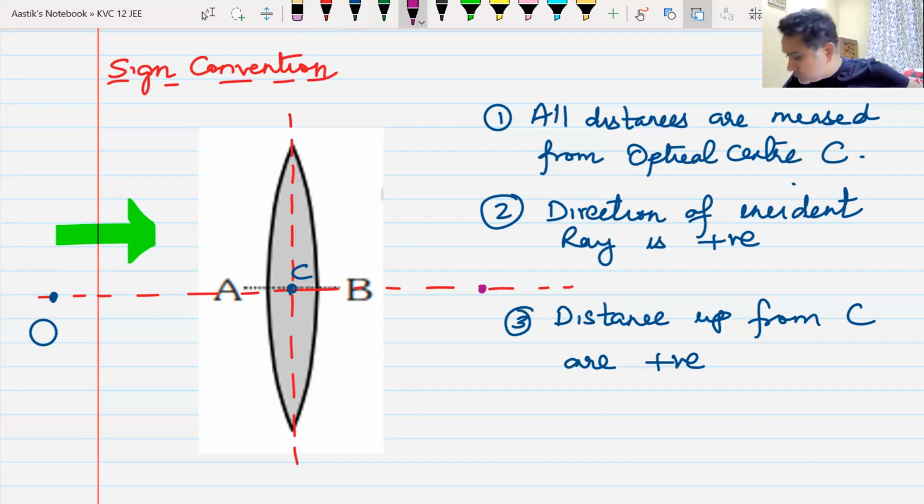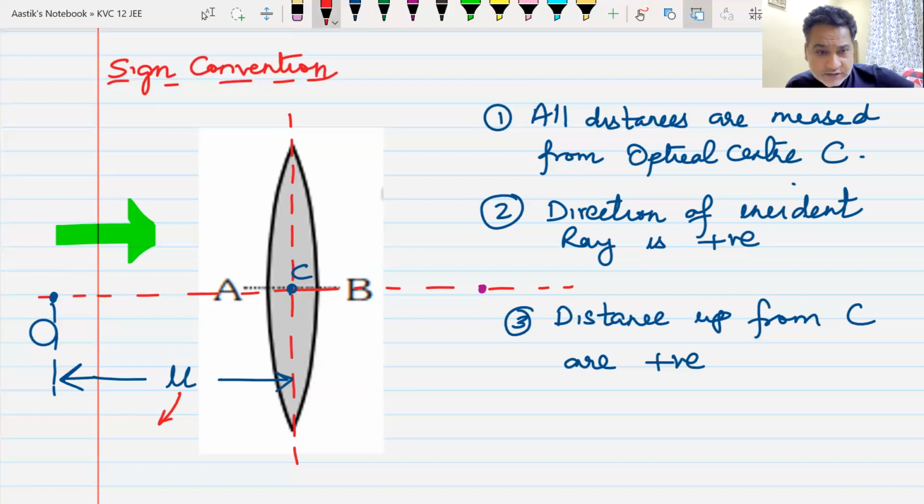Now let us see if the question is like this. The distance of the object from the center C will be known as what? This would be known as U, the distance of the object from the lens. Now, apply the sign convention that we have written and tell me, is U going to be positive or negative? Negative, sir. Well done.